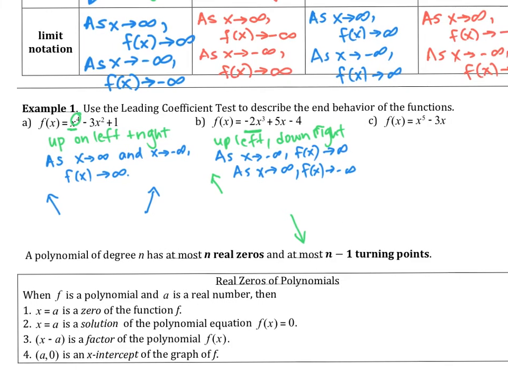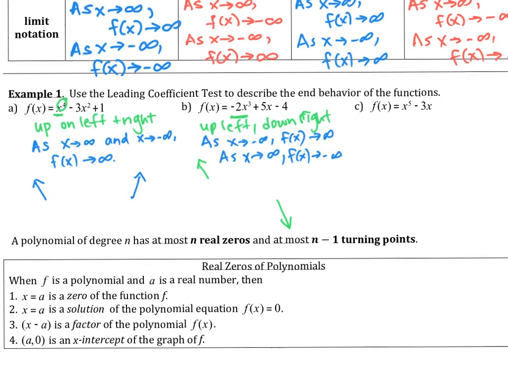And then the last one is f of x equals x to the fifth minus 3x. The leading term is x to the fifth. 5 is an odd number, so this is an odd degree, so it's going to be a mismatch on the end behavior, one up, one down. Since it's positive, it's going to go down on the left, up on the right, something like that.